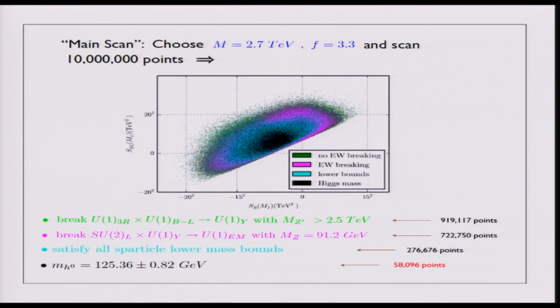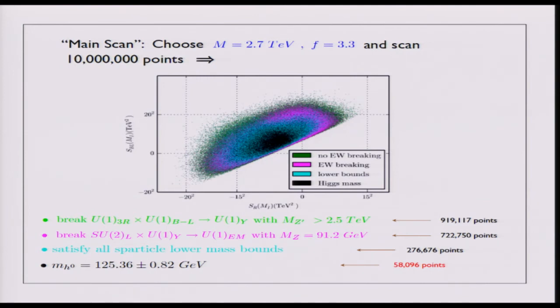You get 100,000 or so points. We started with 10 million points to scatter. We break SU(2) cross U(1) to electromagnetism at the right value of MZ. Doesn't change much, 700,000 points. What about satisfying all of the sparticle lower bounds? Well, it drops down to 270,000 points. And then when you apply the Higgs mass, you might have expected to get nothing. But in fact, we get a reasonably robust number of those.